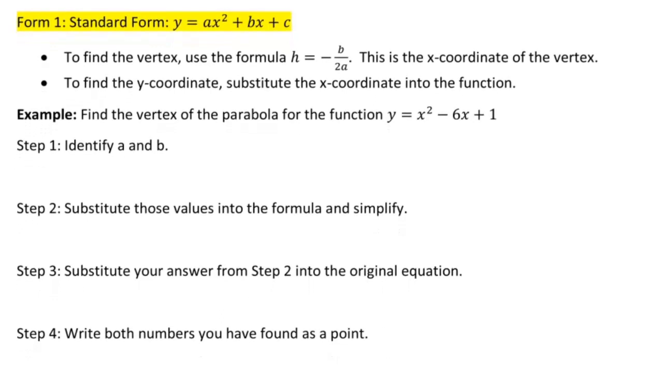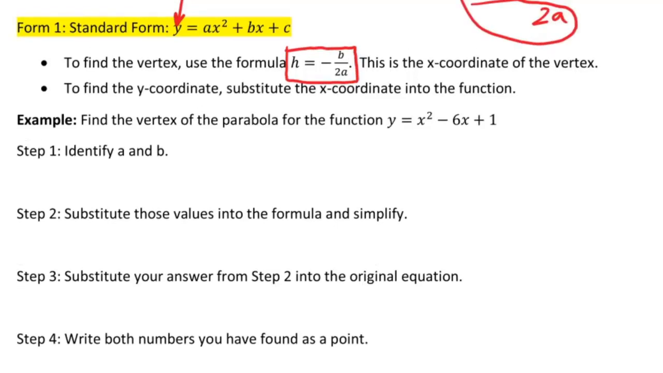The first one is called standard form. To find the vertex, we use a special formula. The h, or the x-coordinate of the vertex, is negative b over 2a. Now, once we've used the formula to find the h part, or the x-coordinate of the vertex, we're going to use substitution to find the y-coordinate.